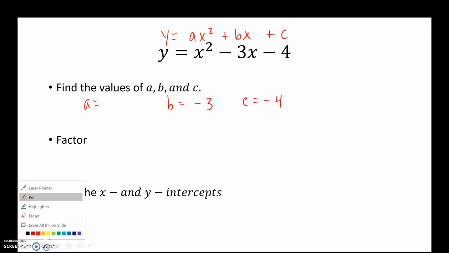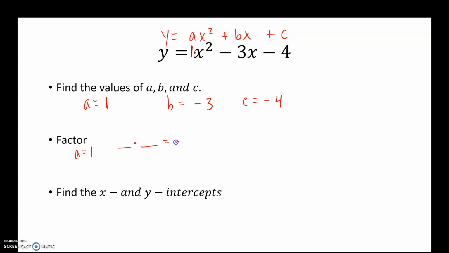Well, remember, when there's no number there, we know it to be a 1, because 1 times anything doesn't change the value. So a is equal to 1. They have to be numbers. Okay, next I'm going to factor. All right, so when a is equal to 1, we learned our factoring. We need two numbers that multiply to -4 and at the same time add to -3.